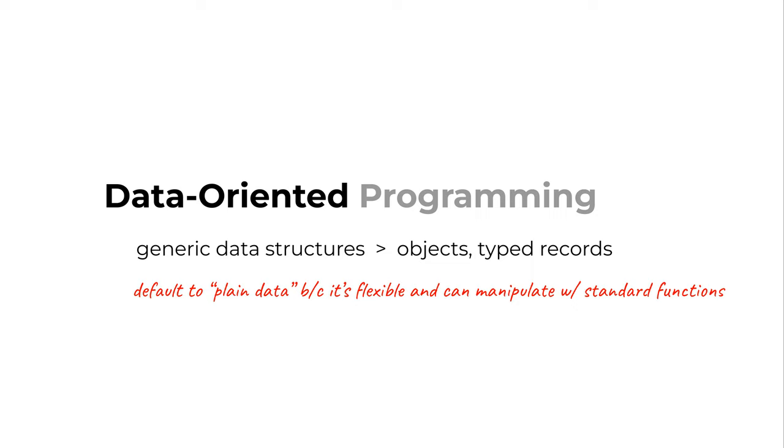So I guess my question is, first of all, if you come into a Clojure code base that's maybe not written using this data-oriented programming, what would you expect to see in a non-data-oriented code base? And what changes would you make to get it into a data-oriented code base?